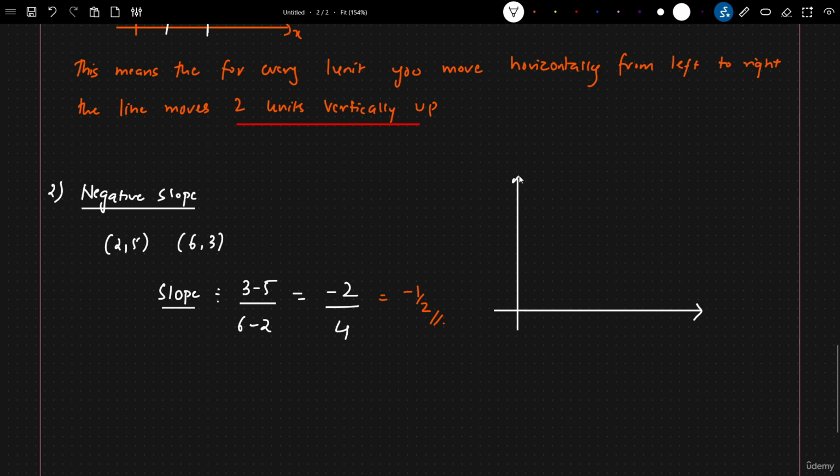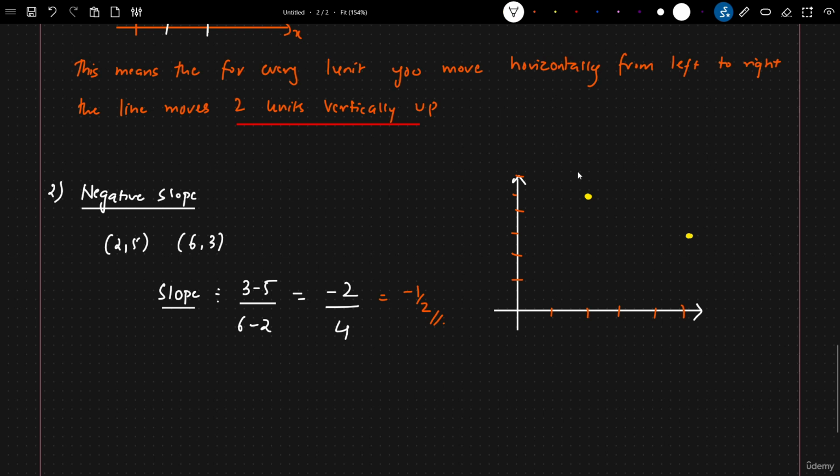What I'm going to do is that the first coordinate is 2, 5. Let's consider this is 1, 2, 3, 4, 5. This is 1, 2, 3, 4, 5, 6. So 2, 5 basically is this point. This is 2, 5. And the next coordinate is 6, 3. 1, 2, 3, 4, 5, 6. Let's say 6 is this coordinate, and 3 is somewhere 1, 2, 3, somewhere over here. I will just go ahead and plot it.